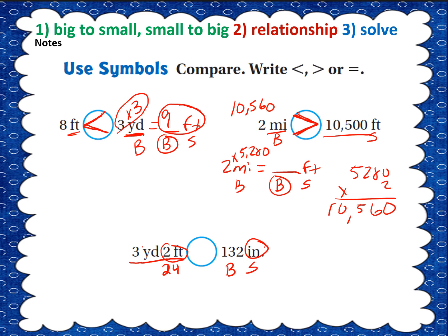in a yard. So if I have 3 yards, 36 times 3 is 108. I have 108 plus 24. Put those together, I have 132 inches. So these are equal. Okay?